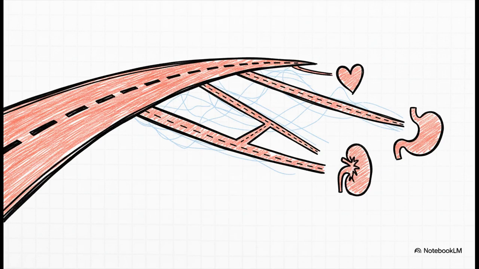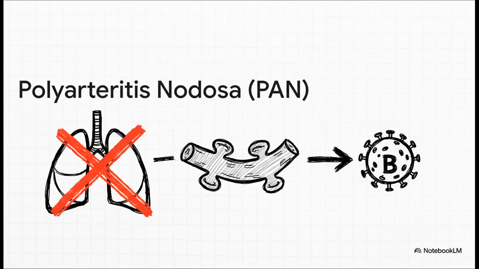All right, so we're leaving the highways behind. Let's head down to the next level, the main streets, or the medium-sized arteries that feed our major organs. Next up, we've got polyarteritis nodosa, or PAN for short. It's known for causing these little balloon-like bulges called aneurysms in the vessel walls.